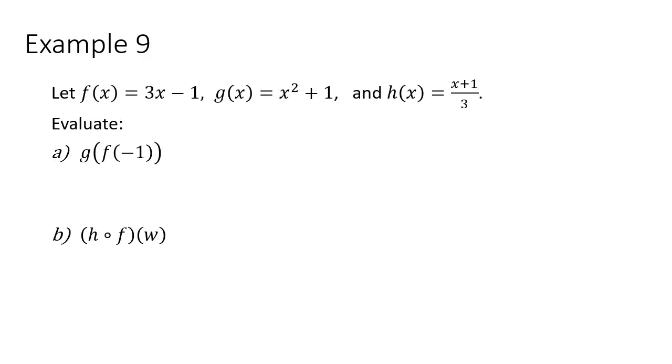Let's take a look at a few more examples of compositions just for a little bit of extra practice. So we've got some new functions this time around. F of x is 3x minus 1. G of x is x squared plus 1. And h of x is x plus 1 over 3. So try pausing the video now and see if you can evaluate parts A and B of example 9.